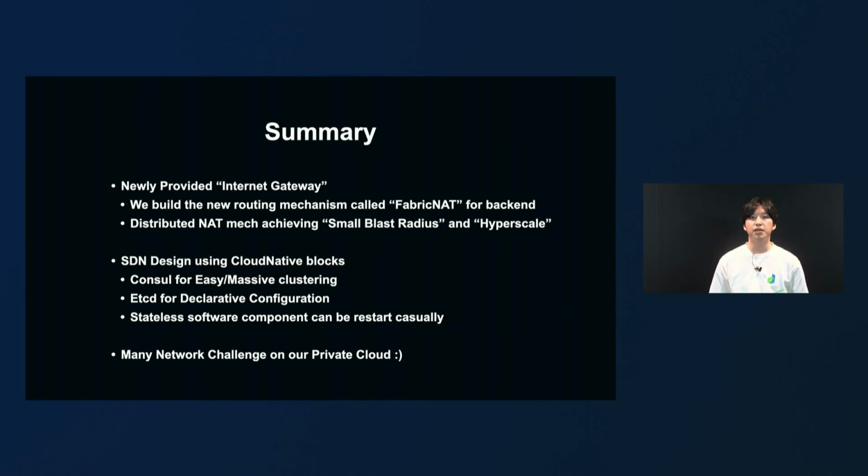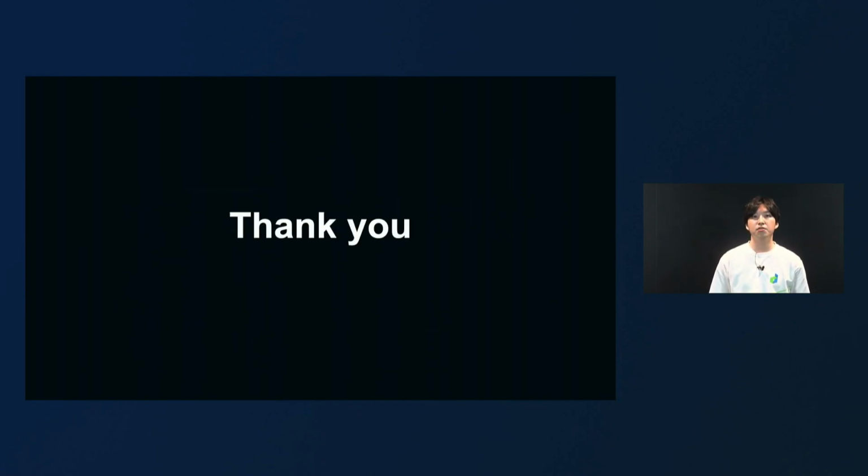With the Internet Gateway, we developed a new distributed NAT mechanism called FabricNAT to support Hyperscale NAT service, enabling high scalability and failure resiliency. The SDN mechanism for FabricNAT makes use of cloud-native technologies such as console and etcd, as well as a declarative configuration model like Kubernetes. And as a result, we can restart components easily when necessary.